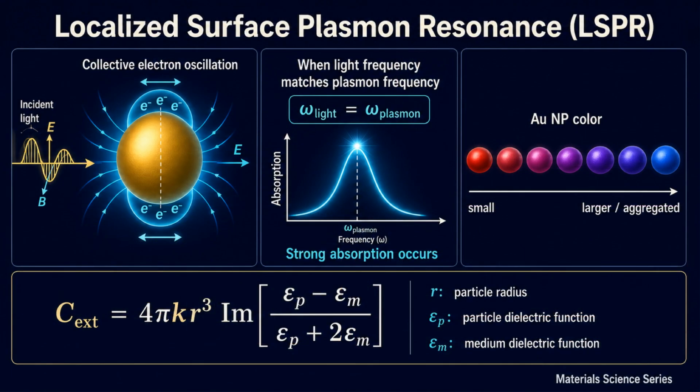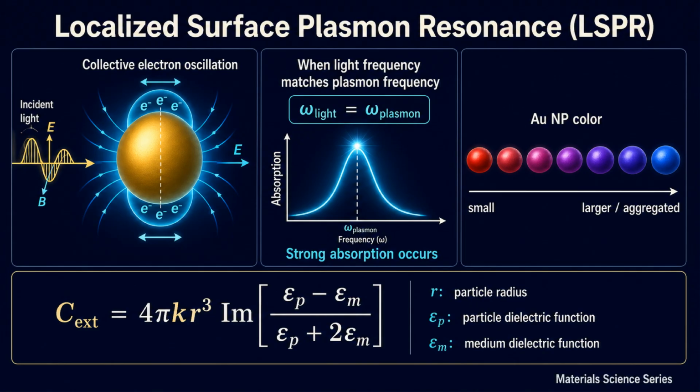When light interacts with metal nanoparticles smaller than its wavelength, something remarkable happens. The electric field of light drives the conduction electrons into collective oscillation. Think of it like pushing a child on a swing. If you push at the natural frequency, the oscillation amplitude grows large. For metal nanoparticles, this resonance condition depends on the particle's size, shape, composition, and the surrounding medium.